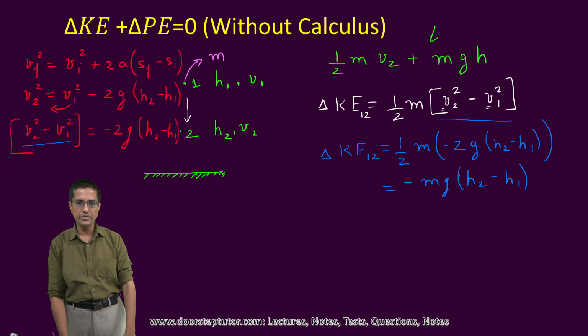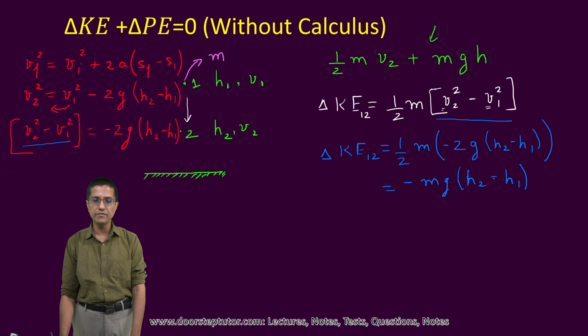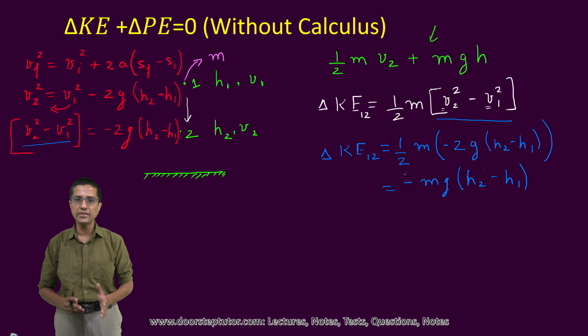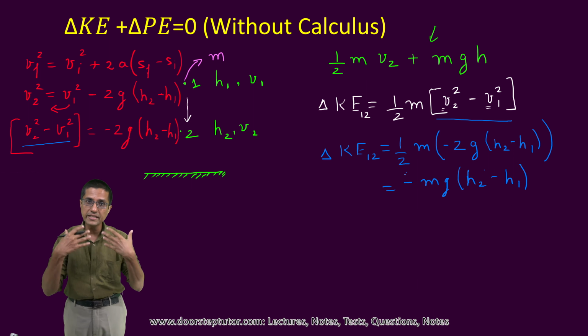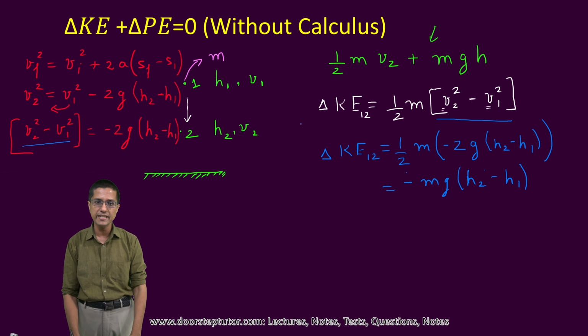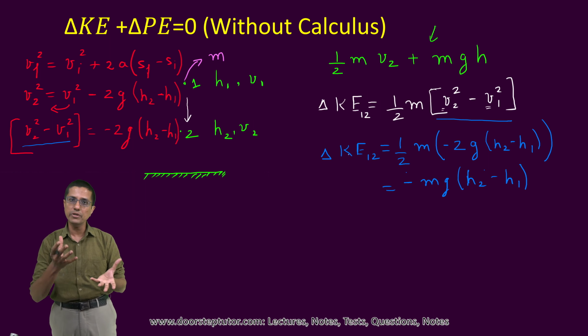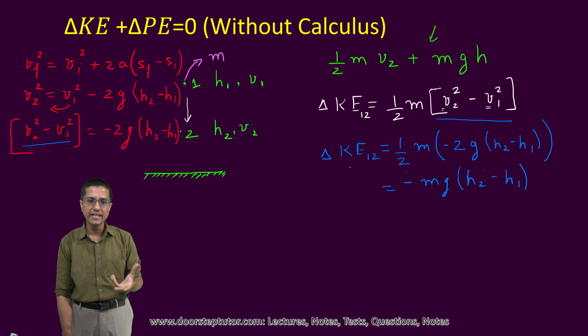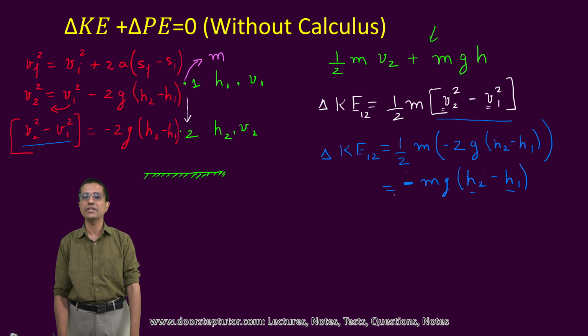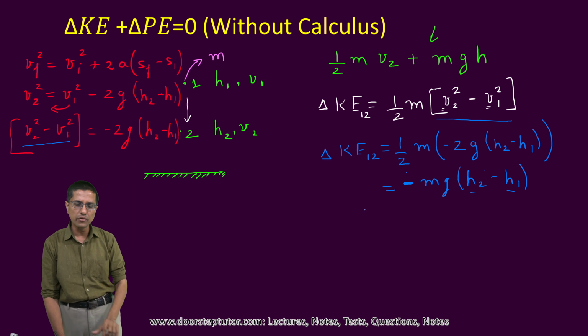Since we know that H2 minus H1 would be negative, because our height is actually decreasing, one negative would come from here, the second negative from here, and essentially this delta KE would become positive. We know the kinetic energy is increasing: as the body is falling, its velocity increases. So delta KE should be positive, and it comes out positive because H2 minus H1 is negative and we have another negative here. Negative becomes positive, so this makes sense.